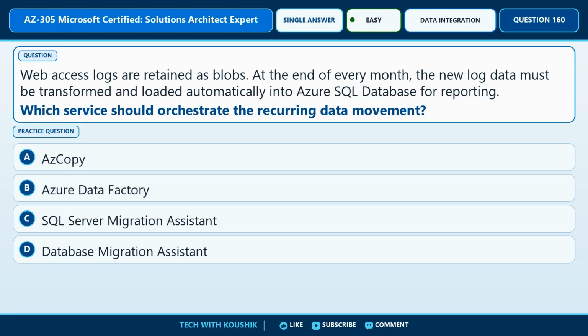Proceed to question number 160. Consider this scenario. Web access logs are retained as blobs. At the end of every month, the new log data must be transformed and loaded automatically into Azure SQL Database for reporting. Which service should orchestrate the recurring data movement? Option A, AzCopy. Option B, Azure Data Factory. Option C, SQL Server Migration Assistant. Option D, Database Migration Assistant.